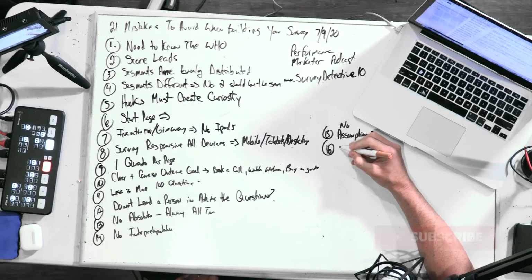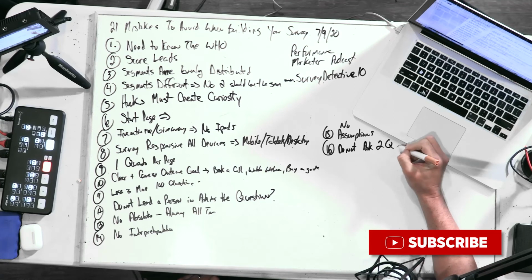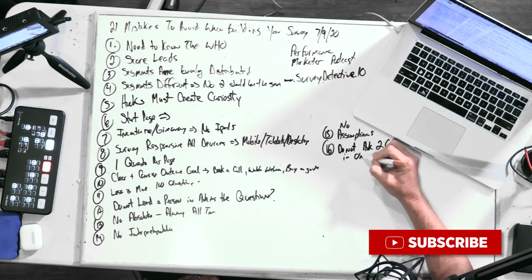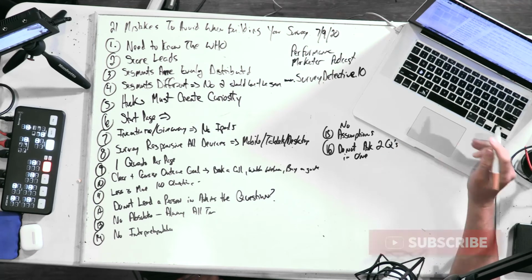Number 16 is do not ask two questions in one question. As an example, someone might ask, when it comes to our coaching program, how do you feel we're doing in regards to our service and the quality of the trainings? Right there, you ask two questions.